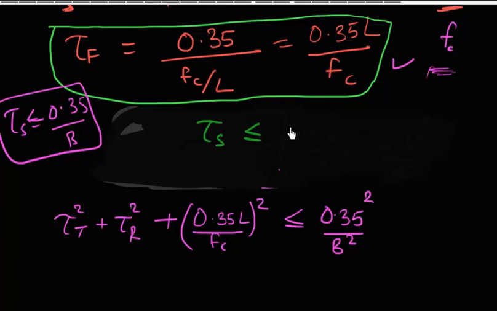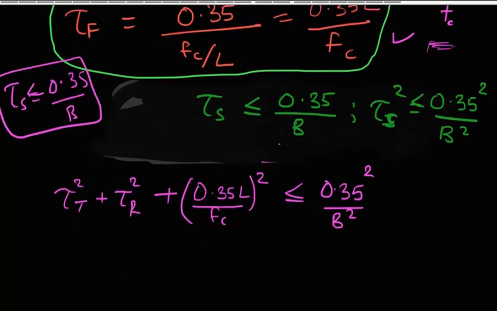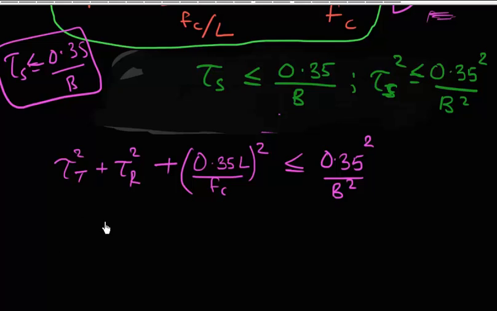TS less than or equal to what? 0.35 over B, squared, right? So when we do that, the remaining part is mathematics. I'm trying to get this L.